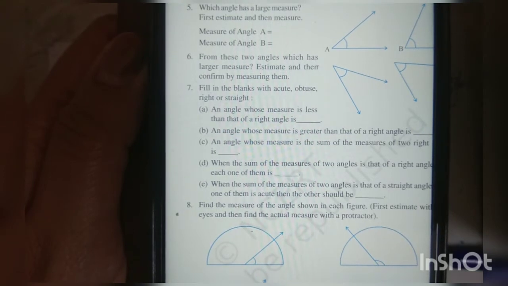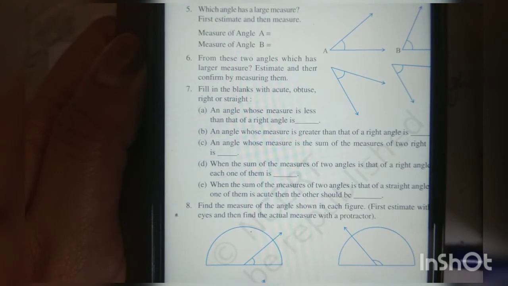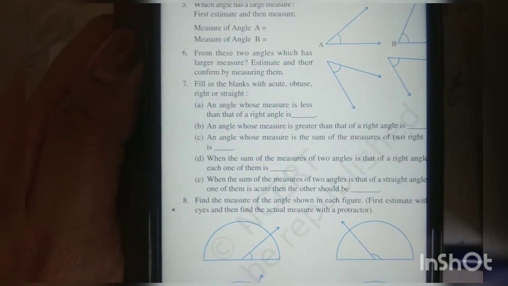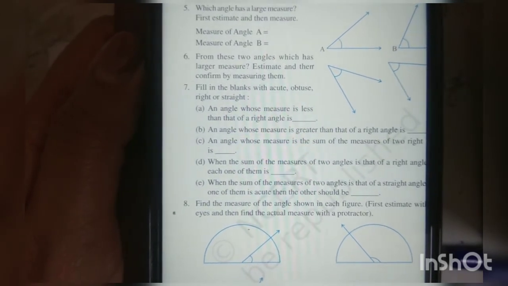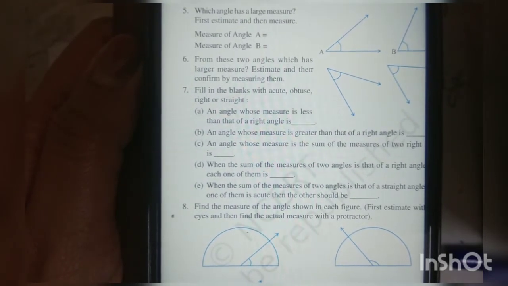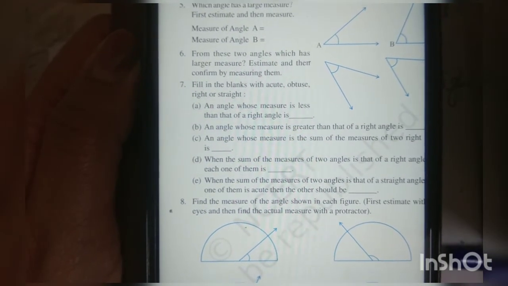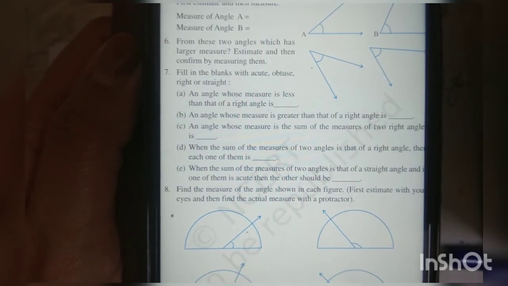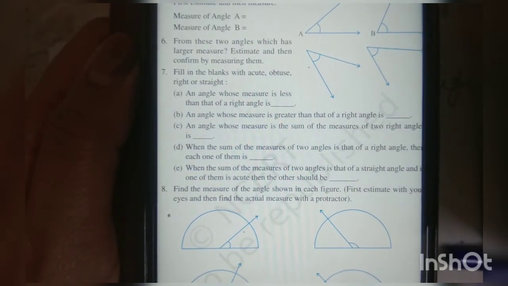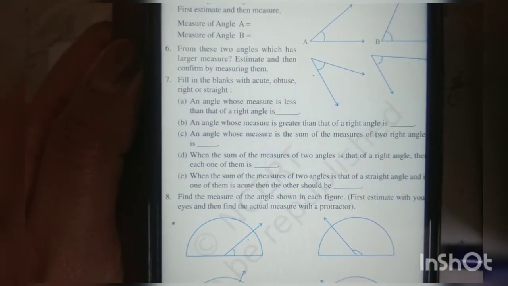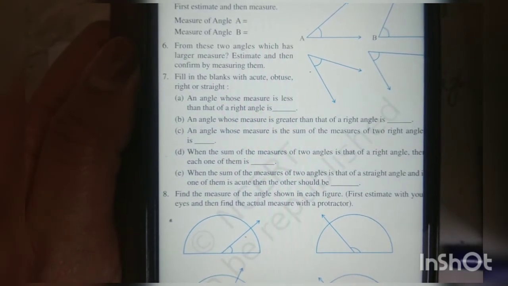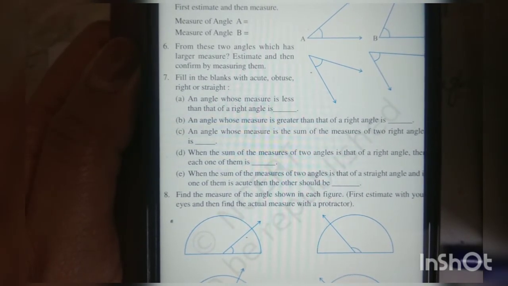Now in question number 7 it is written, fill in the blanks with acute, obtuse, right angle, or straight angle. The first question says, an angle whose measure is less than that of a right angle is. A right angle means 90 degrees. So an angle whose measurement is less than 90 degrees will obviously be an acute angle. So the answer of 7A is an acute angle. Now option B, an angle whose measure is greater than that of a right angle, meaning greater than 90 degrees, will be, obviously, you can say this. So 7B will be your homework.